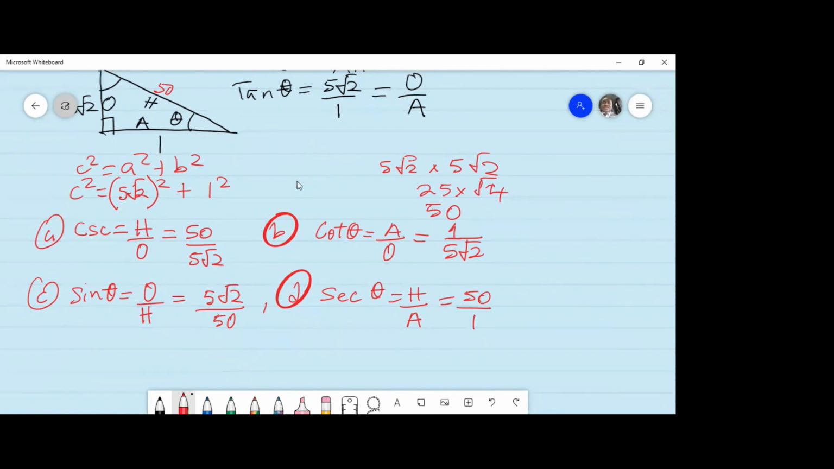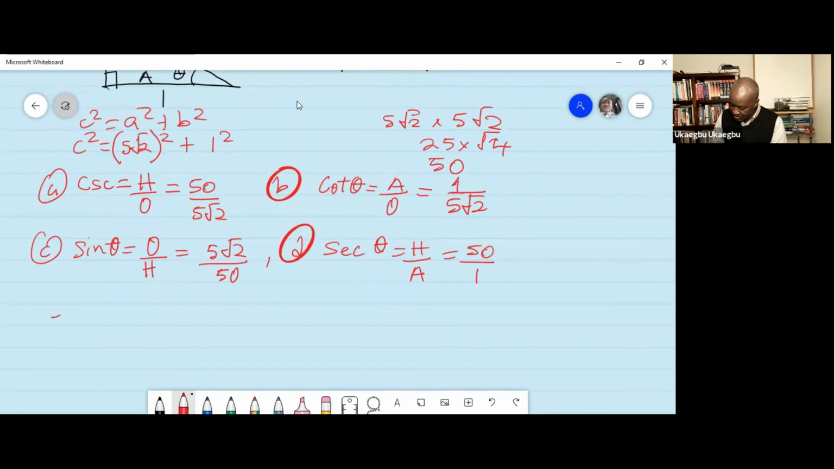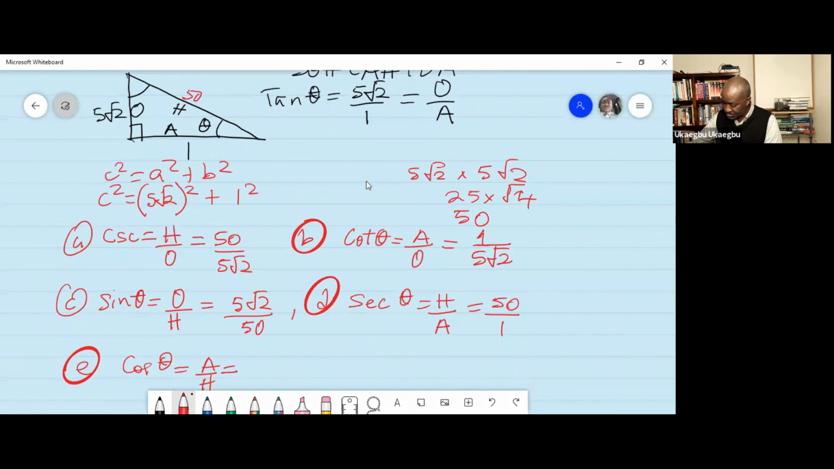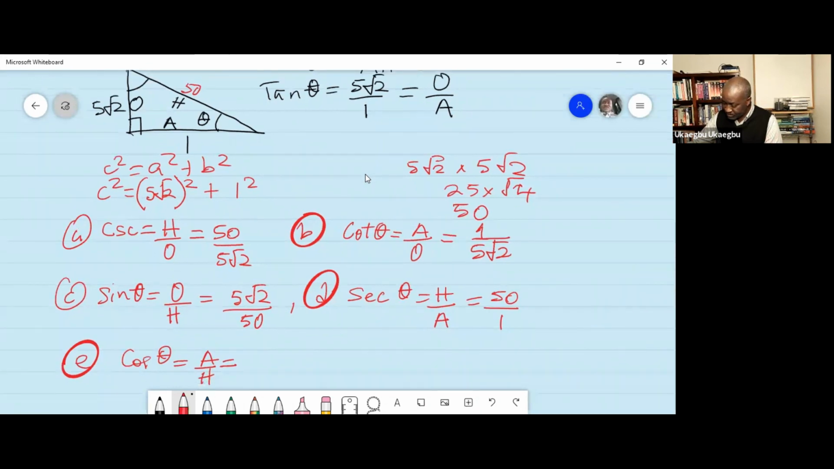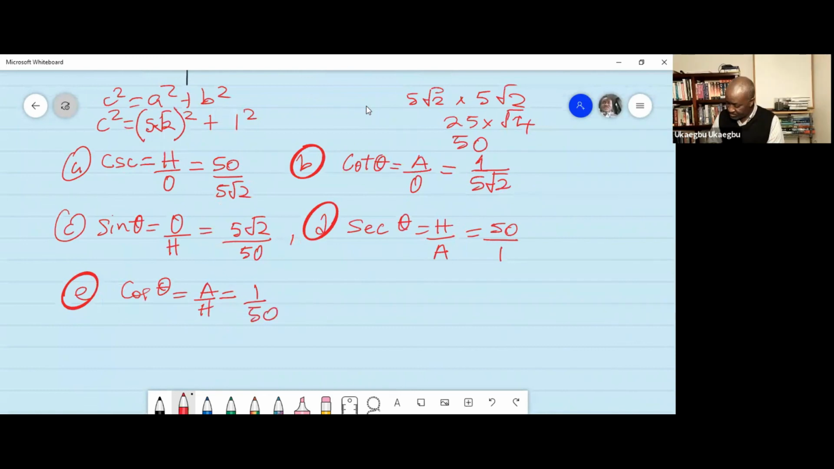And last but not the least is cos. So E, cos theta is always adjacent over hypotenuse, which is 1 over 50. And you are done.